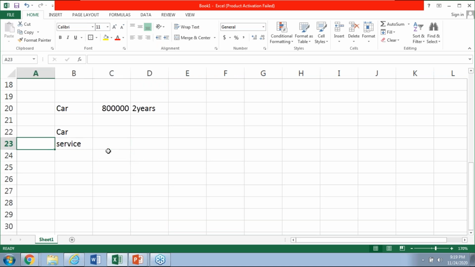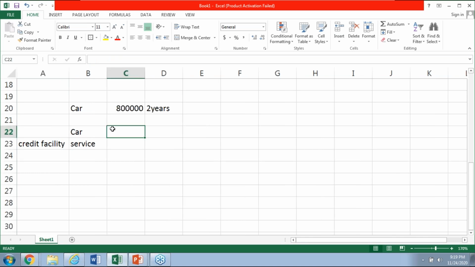It is actually the credit facility you are giving to the customers. So IFRS 15 says that you have to break the price of 800,000 into the value of the goods and the services. So what will be the price of the goods and the services in this transaction? Because I have to give you the credit facility, my first performance obligation is I have to give you the credit facility. And the second performance obligation is I have to deliver you the car.